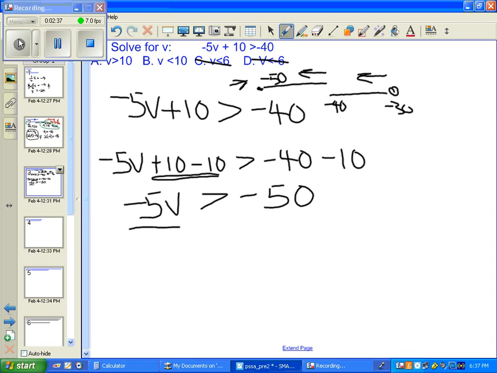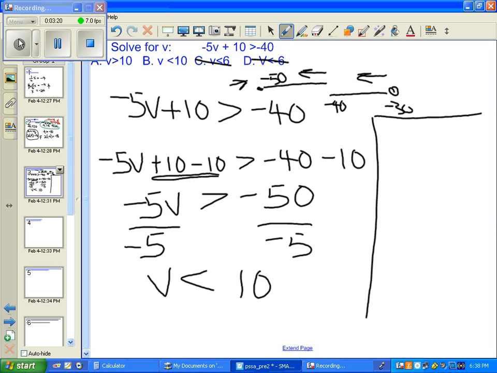There's a little trick here that we have to be aware of. If we divide both sides by negative 5 here, what would we end up with? We end up with V. Because we divide by a negative, there's a little rule here. You have to change the sign. V is less than 10.